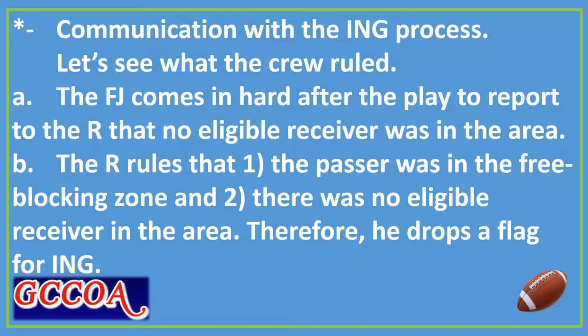So to recap, we're looking at the communication process. A, the field judge comes in hard after the play to report to the referee that no eligible receiver was in the area. B, the referee rules that 1, the passer was in the free blocking zone, and 2, there was no eligible receiver in the area. Therefore, he drops a flag for intentional grounding.